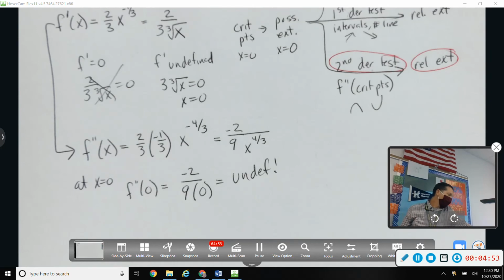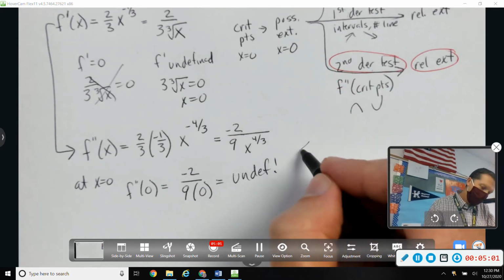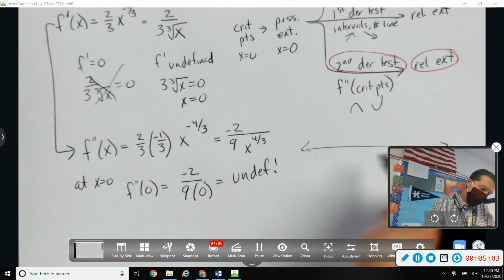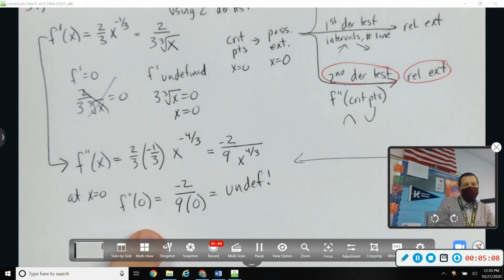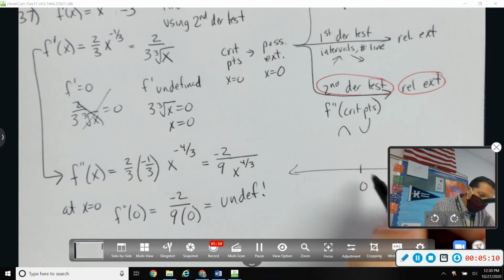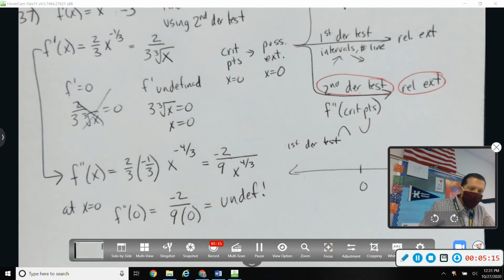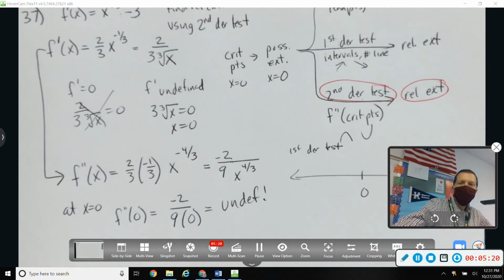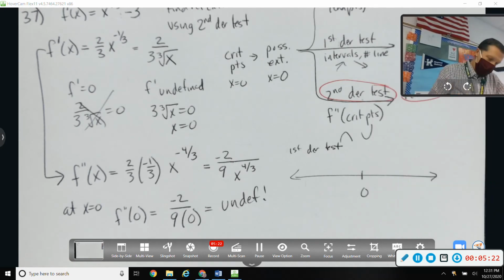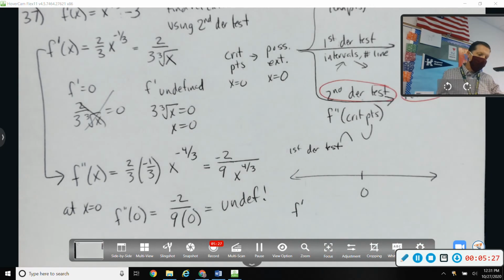I'm not sure what it wants us to do, to just say we can't do it, or if it wants us to back up and try the first derivative test. So second derivative test for this problem doesn't work. Let's back up and try the first derivative test. Again, I'm not sure it wants us to just stop and say you can't do it, or if it wants us to go to another method and check and see. So first derivative test, I'm going to plug it into the first derivative.